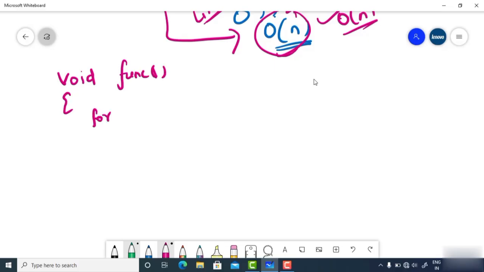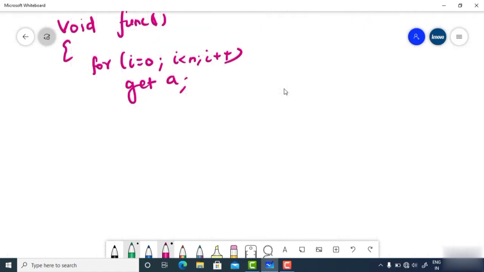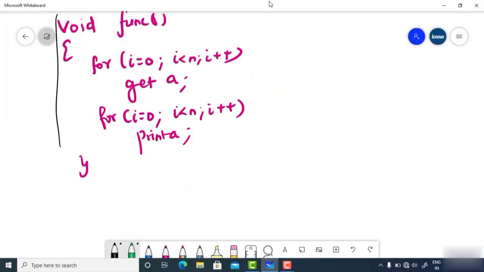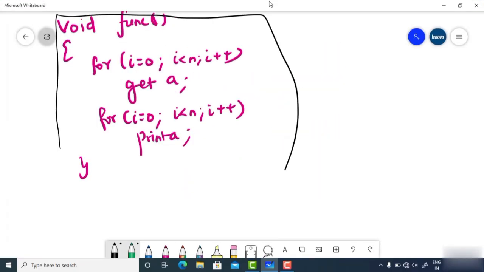Here first I will be having a for loop, right? Which will go n times, right? And what it will do, it will get some elements, get a. Okay, so get some elements, and for that I'll be having one more loop. Okay, it will print those elements. Okay, so this is a simple algorithm, right? So in this case, what is the time complexity of this algorithm? If somebody asks you, then you have to tell that this particular algorithm's time complexity.